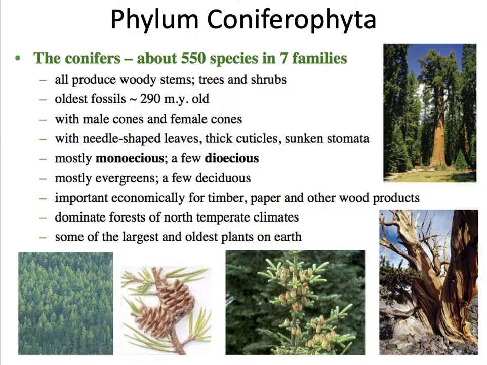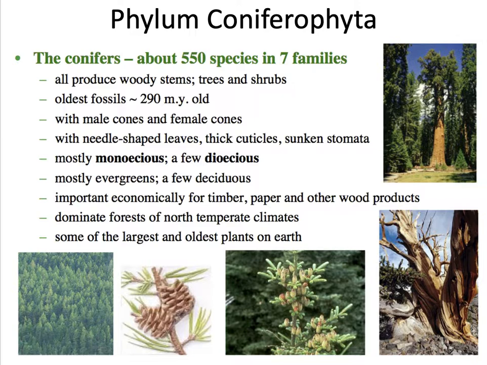The phylum Coniferophyta has leaves with thick cuticles and sunken stomata. So these are adaptations for surviving drought. The conifers are mostly monoecious, but a few are dioecious. All the ones that we study in this course are monoecious. And they're mostly evergreens, so most of the conifers retain their leaves for many growing seasons.